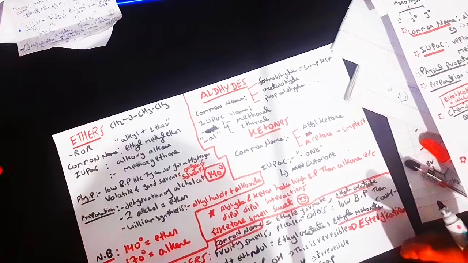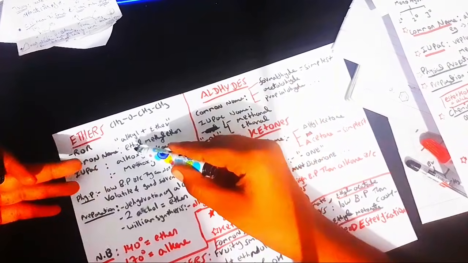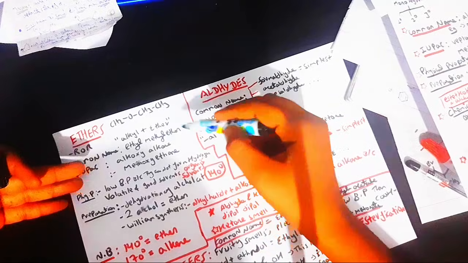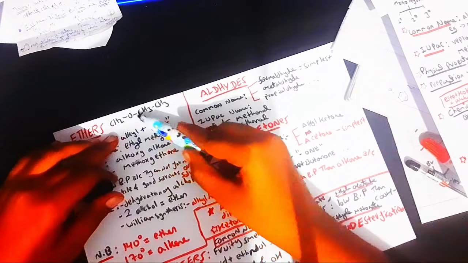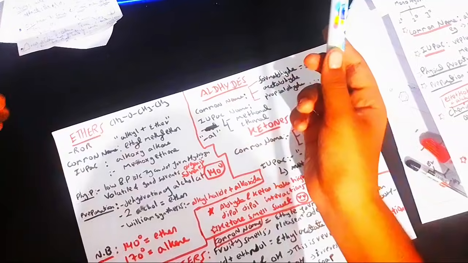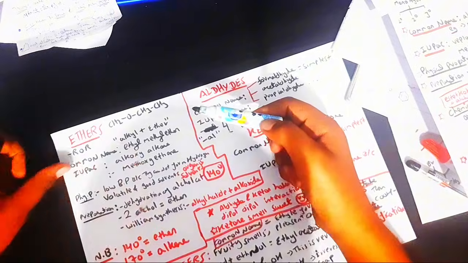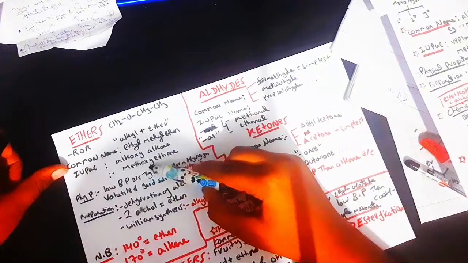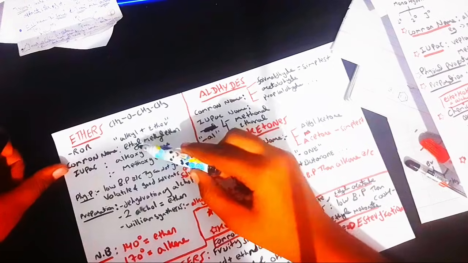So for the common name, we're going to be saying alkyl plus ether. Which is going to be, for example, ethyl methyl ether. So let's look at this one. It's going to be methyl ethyl ether. And for the IUPAC naming, it's going to be methoxyethane, which is alkoxyalkane.